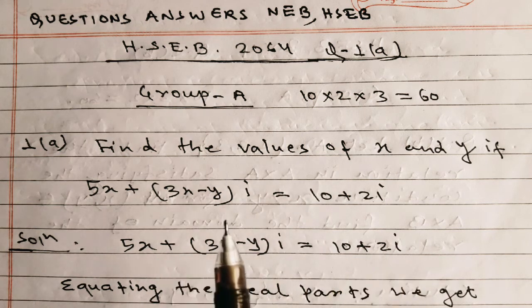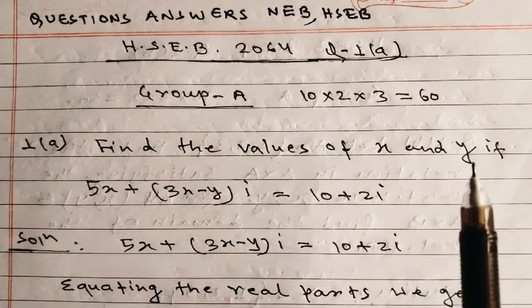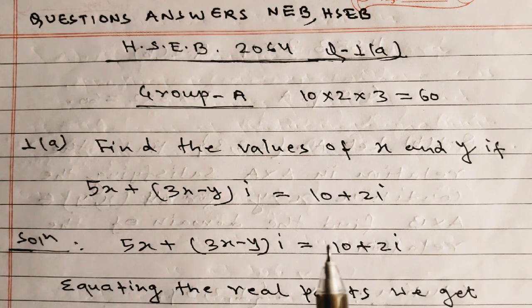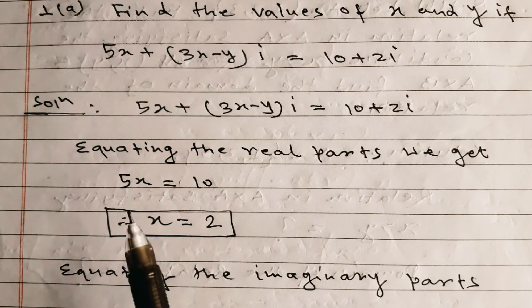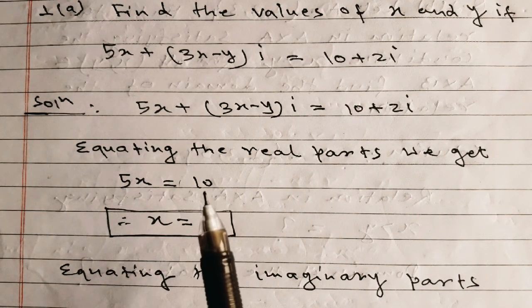In this question, we are given two equal complex numbers, and by solving this, we have to find the values of x and y. Whenever two complex numbers are equal, their real parts are equal and their imaginary parts are equal. So the first step is equating the real parts. 5x and 10 are the real parts. Equating the real parts, we get 5x equals 10.